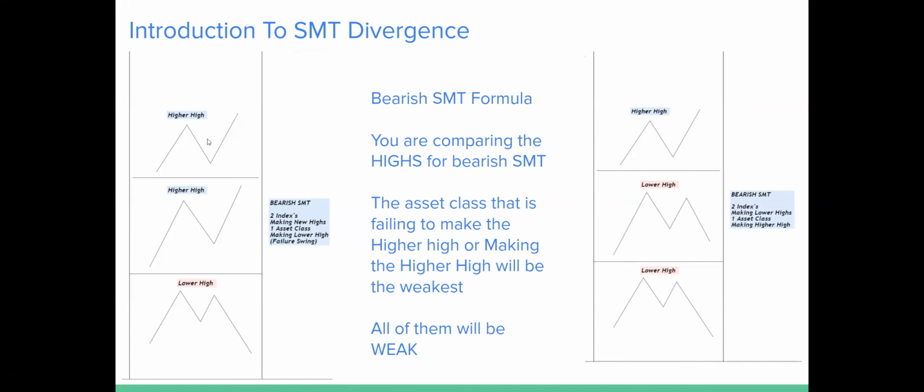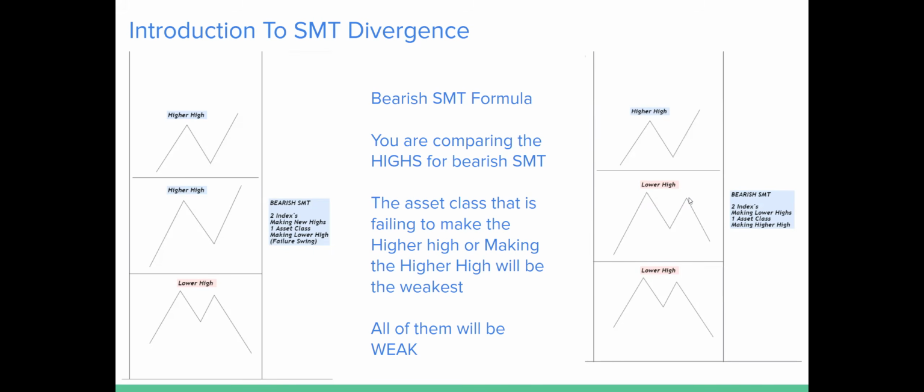Again, all of these, it doesn't have to be in this exact order. They can all be in different lineups, but on one side, you're going to have two higher highs being made and one lower high. And then on the second formula, there could be two lower highs being printed and one higher high being printed. So you could have one asset class that's making a higher high while two are making lower highs. So if I'm already bearish on the day, I'm already looking for lower prices, and then I see this happen, that's an extra confirmation to me.